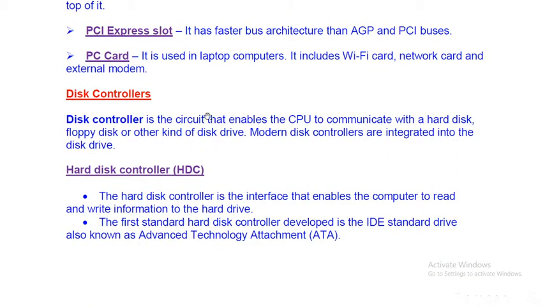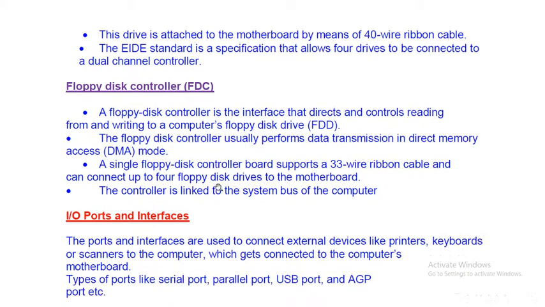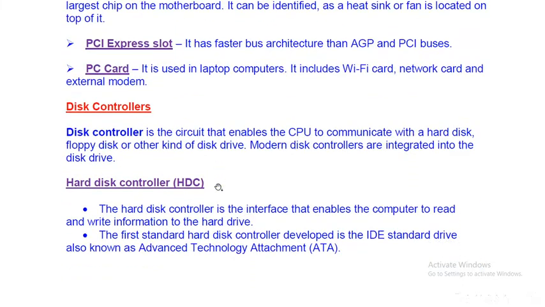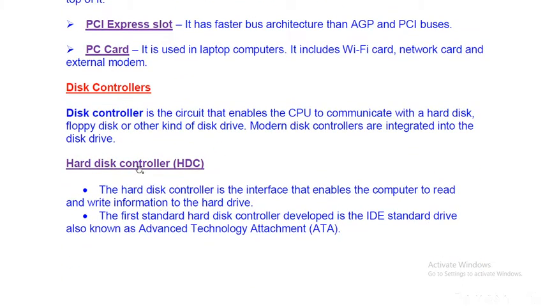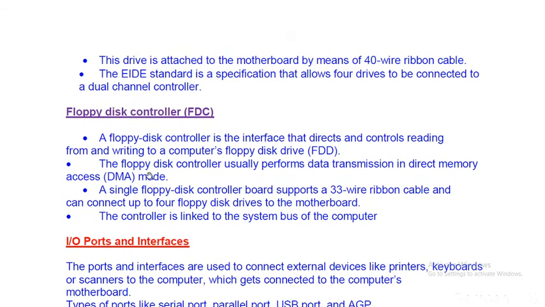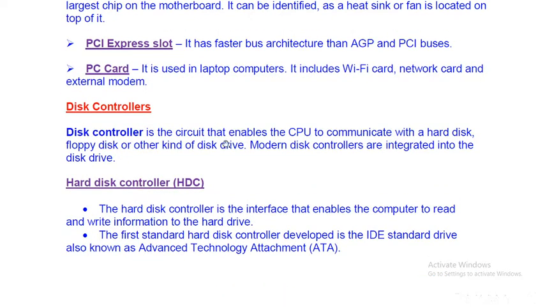Next, disk controllers. This is a most important question, a 3 marks question. What is a disk controller? Explain the two different types of disk controllers. A disk controller is a circuit that enables the CPU to communicate with the hard disk. Let us take this one hard disk, and this is the disk controller.